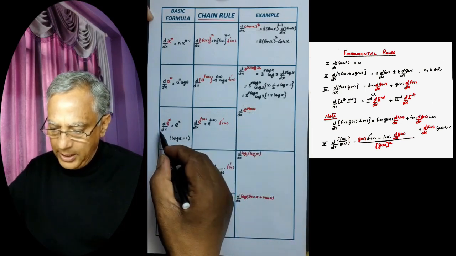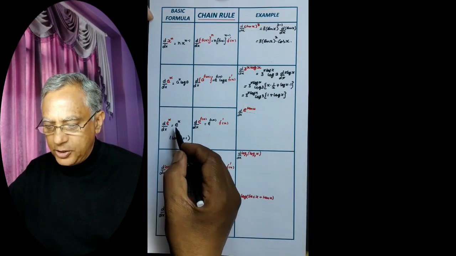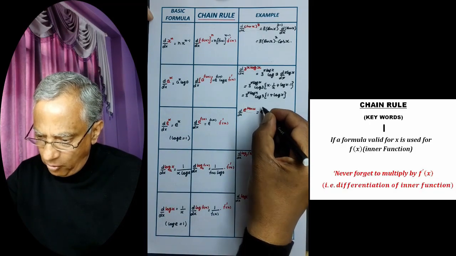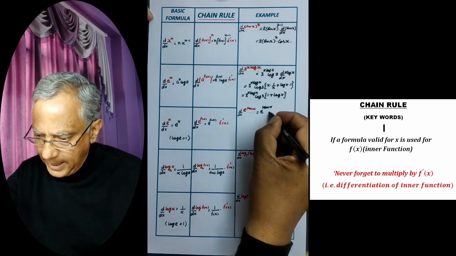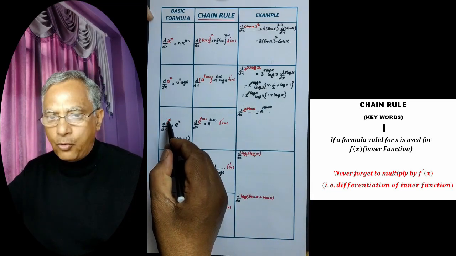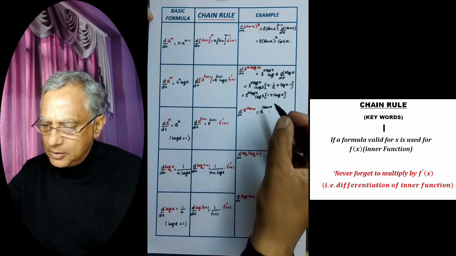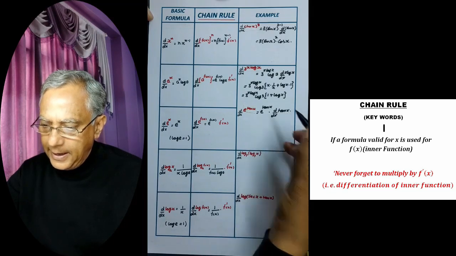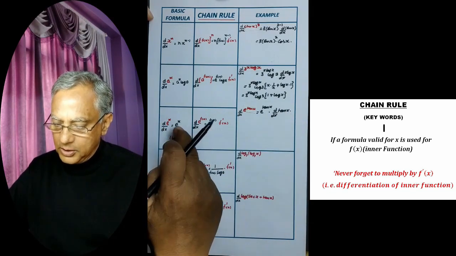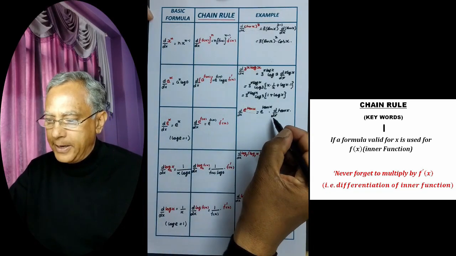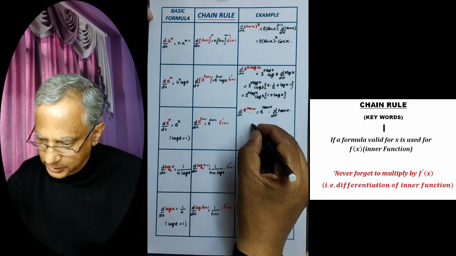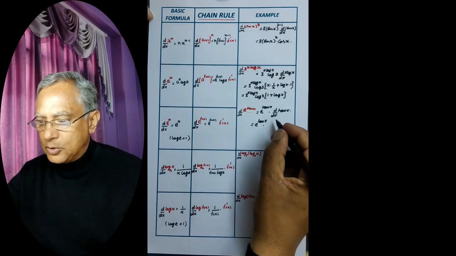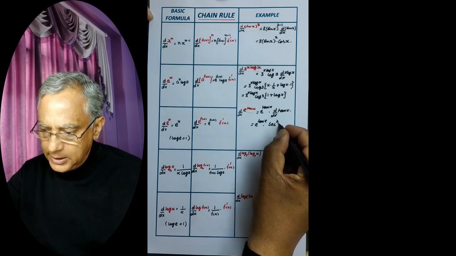Now in this question we have e to the power of x. d by dx of e to the power of x is e to the power of x. So d by dx of e to the power of tangent x will be e to the power of tangent x. And since we are using a formula valid for x for tangent x, we must multiply by d by dx of tangent x. This term will be extra. This formula will be used and we will multiply by d by dx of f(x). So this is equal to e to the power of tangent x into d by dx of tangent x, which is secant square x.